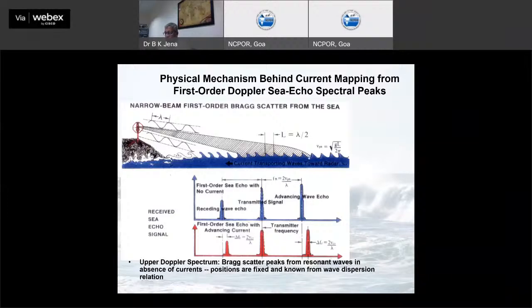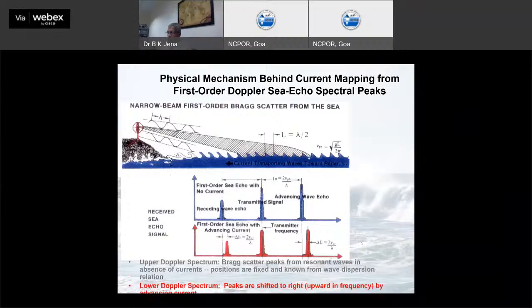In this upper panel, it shows that if there is no disturbance in the ocean, then our transmitted wavelength lambda should reflect back as lambda by 2. Whereas the ocean is not like that. It has so many disturbances due to wind, waves, currents, etc.